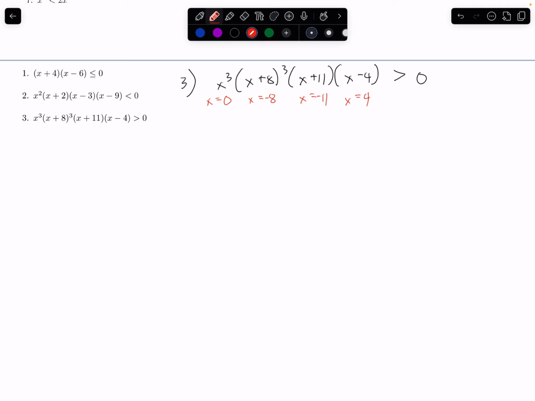Okay, so I said I was going to do the graphical method, right? Is that what I said? Okay, I'm going to do graphical. So here's the x-axis. Here's the y-axis.